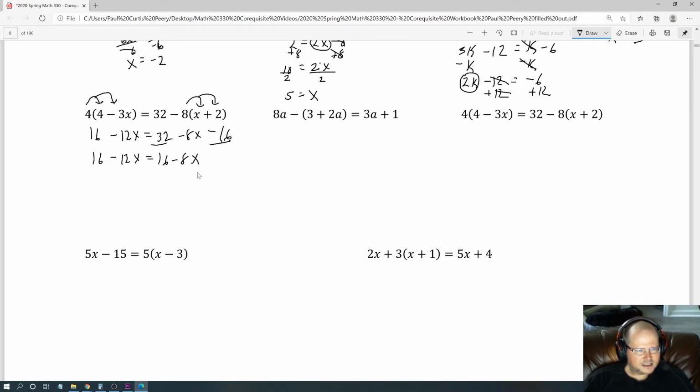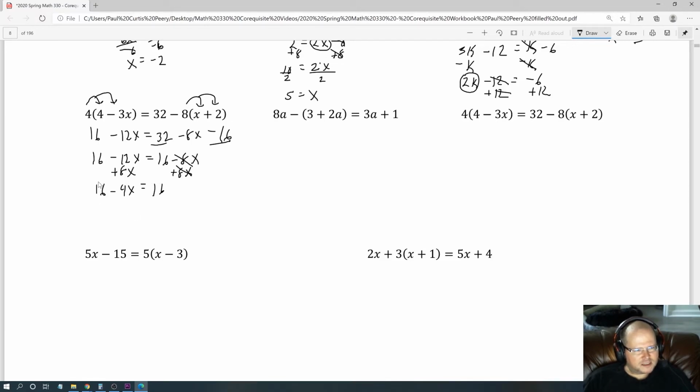16 minus 8x. We want all the x's on one side. Doesn't matter which. Let's say we want to get them all on the left side. So we undo this subtraction of 8x by adding 8x. Whatever we do to one side, we do to the other. These cancel out. That leaves me 12. And negative 12x plus 8x is negative 4x. And 16 is over here.